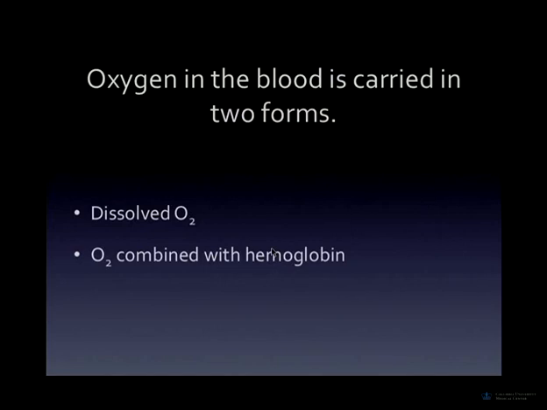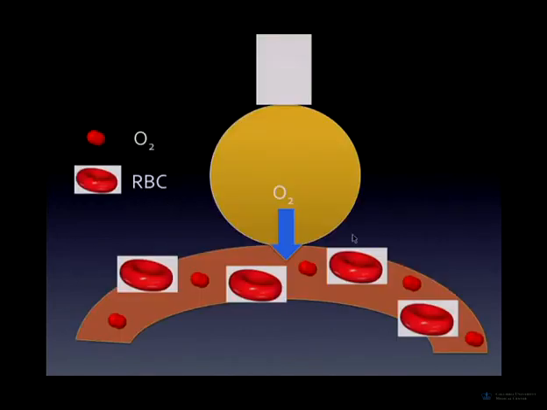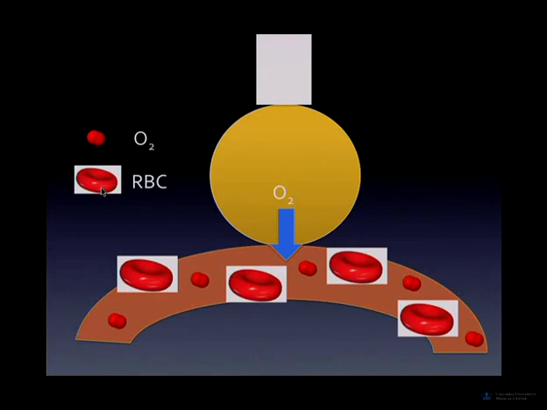Oxygen in the blood, as you probably already know, is carried in two forms. There's dissolved oxygen, which is what we've been primarily talking about so far. And then there's oxygen combined with hemoglobin. We're just going to look at oxygen dissolved in the blood as this dioxygen molecule, and oxygen bound to hemoglobin in these red blood cells.